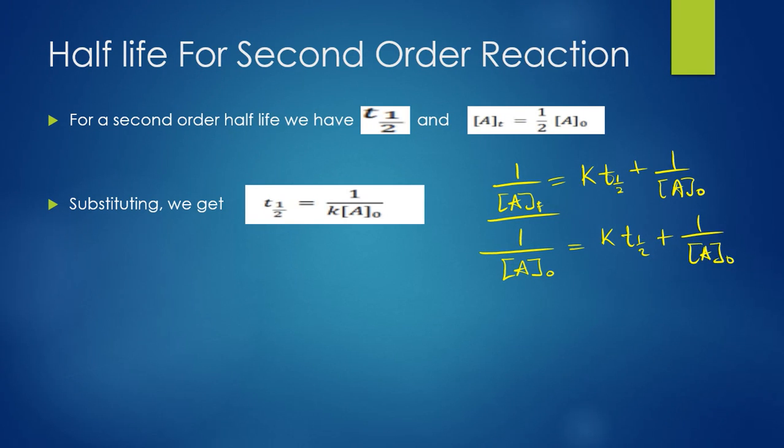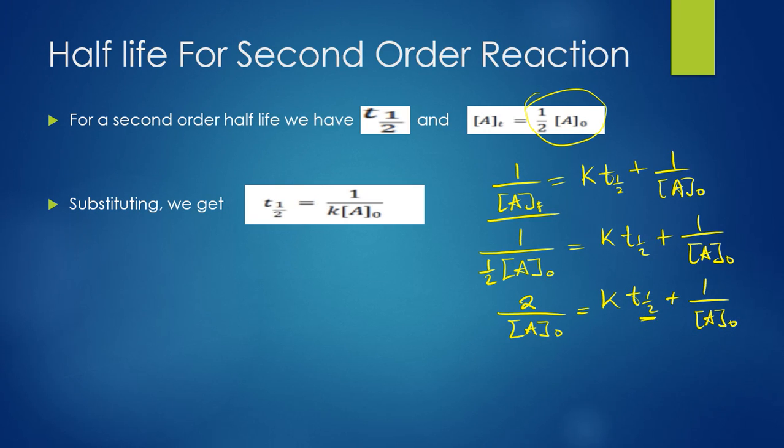And then I'm going to multiply this by 1/2, because I want to find the half-life of the initial concentration, not the final concentration. So when you multiply this, 1 divided by 1/2, we are going to get 2 over the initial concentration, which is equal to K T 1/2 plus 1 over the initial concentration. Your aim is to remain with this T.